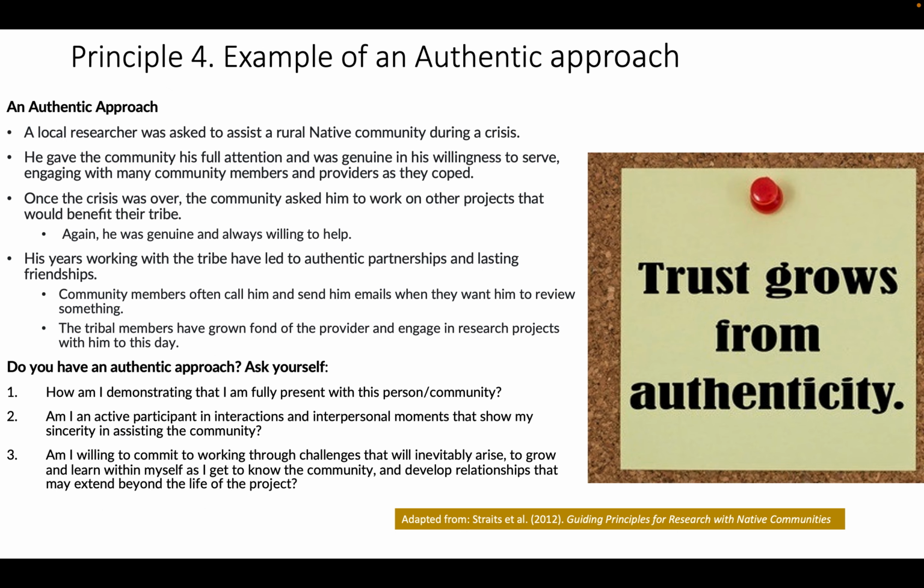Principle 4, this is an example of an authentic approach. A local researcher was asked to assist a rural native community during a crisis. He gave the community his full attention and was genuine in his willingness to serve, engaging with many community members and providers as they coped. Once the crisis was over, the community asked him to work on other projects that would benefit their tribe.